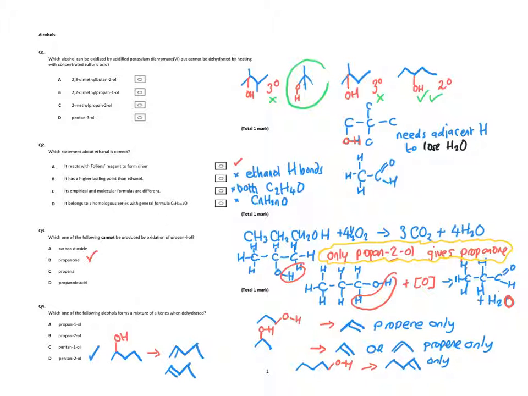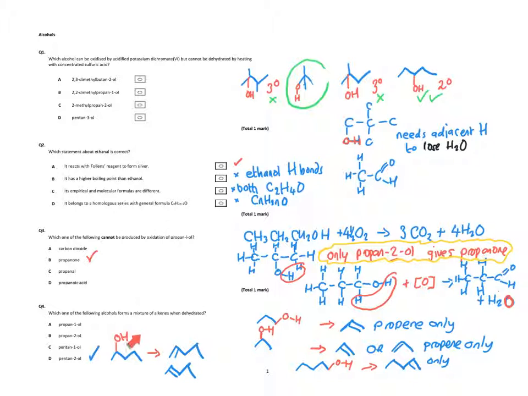Again, the best thing to do is to draw out the skeletal formula because it's the quickest way of doing it. So when you dehydrate propan-1-ol, you take off the OH here and the adjacent hydrogen, you eliminate it, and you get propene. And even if you flip that molecule around, you still get propene. If you dehydrate propan-2-ol, you could take off the OH here and this hydrogen, so you get propene, or you could take off the OH and that hydrogen, you still get propene.